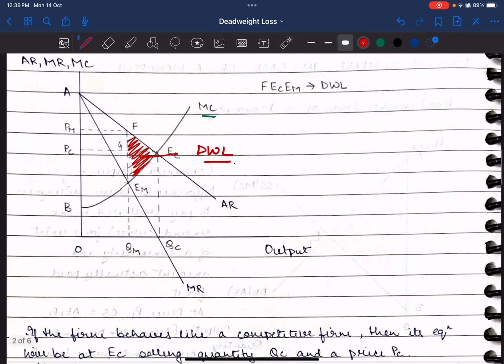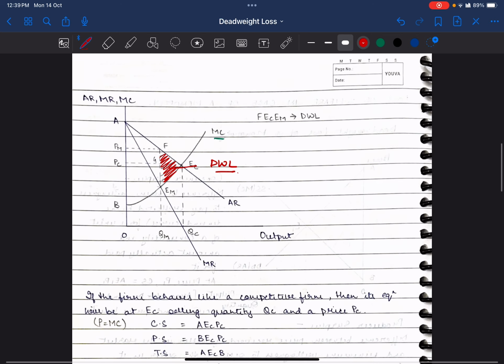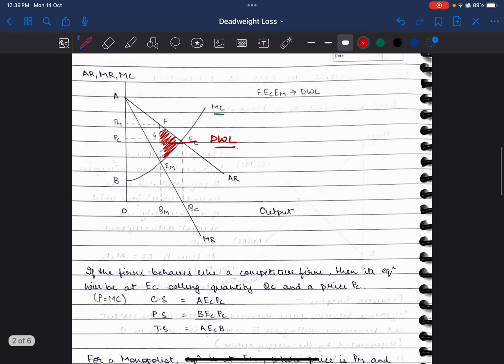Now, we will also do a small numerical on this topic to understand the concept even better.